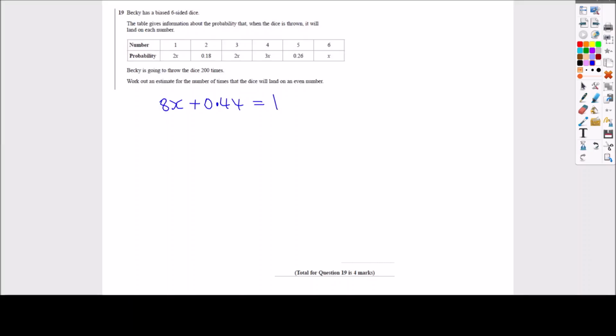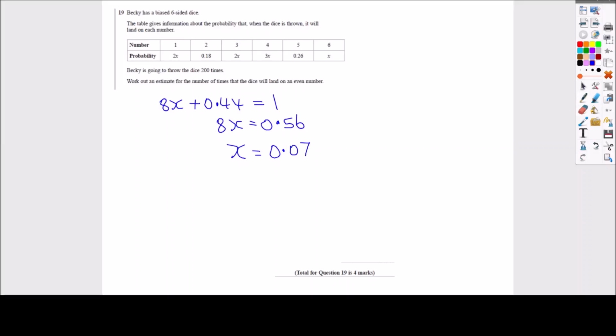So let's go and solve this for x. Take away 0.44 from both sides. We get 8x equaling 0.56. Divide by 8, and we get x equaling 0.07. Let me just check that. 0.56 divided by 8 is 0.07, is what I meant to say. Okay, so that's what x is.